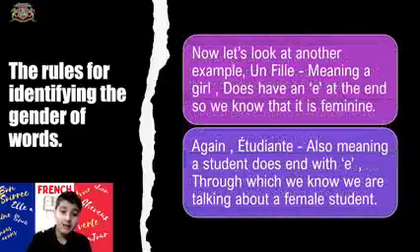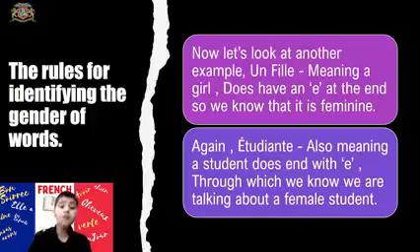Now let's look at another example. Une fille, which means a girl. The word does have an E at the end, so we know that it is feminine. Then again, étudiante, meaning a female student, also has an E at the end, so we do know that it is feminine.